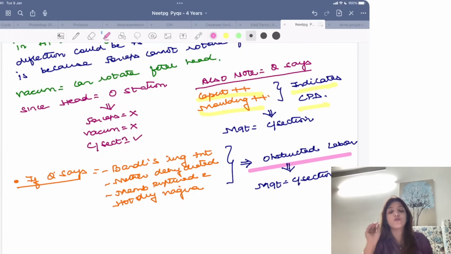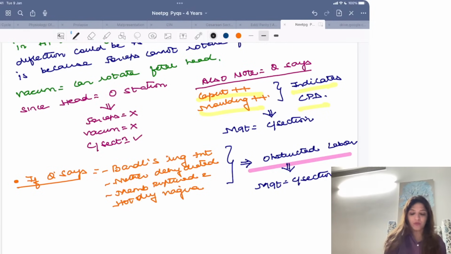Are you understanding? So be very, very careful with your questions. Wherever there is obstructed labor, cesarean section. Wherever there is CPD, cesarean section. Right? If the head of the fetus is at more than or equal to +2, and the cervix is fully dilated, there is no CPD, and the head of the baby is completely rotated, then you can apply forceps.